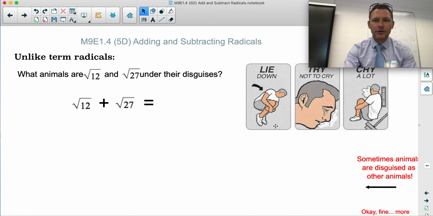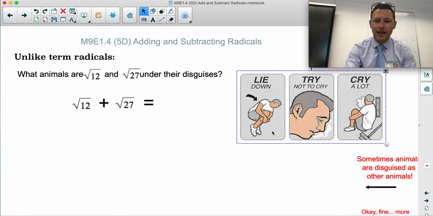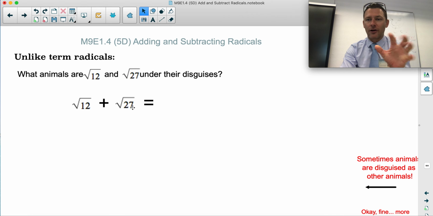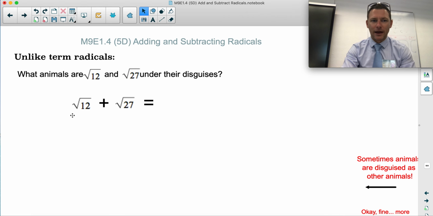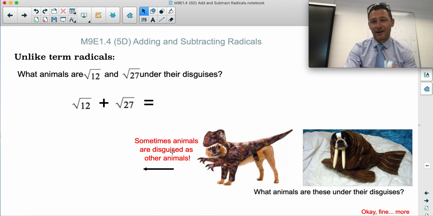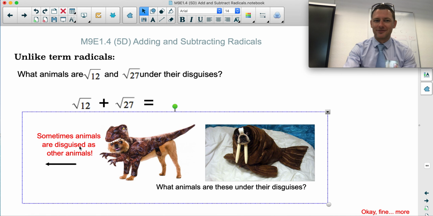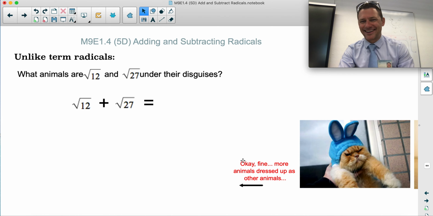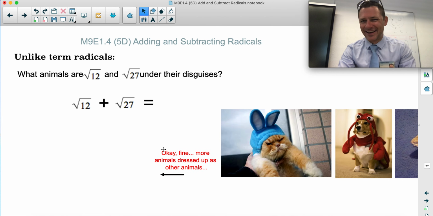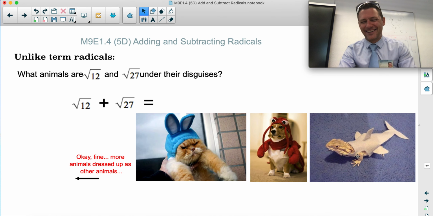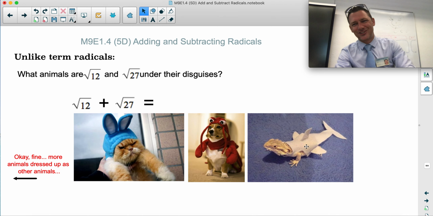So, do you lie down, try not to cry, and cry a lot? No. You just see what the radical values these are under their disguises. So, I know it looks like a root 12, but it's really a dog in a velociraptor costume, right? Or a dog in a walrus costume. Or a cat in a rabbit costume. A dog in a lobster costume. A lizard in a shark costume.